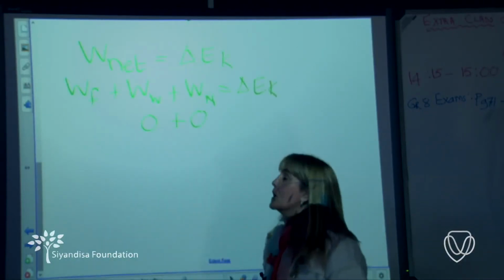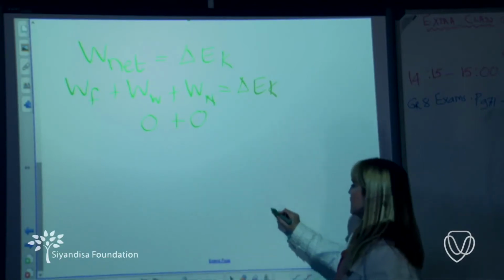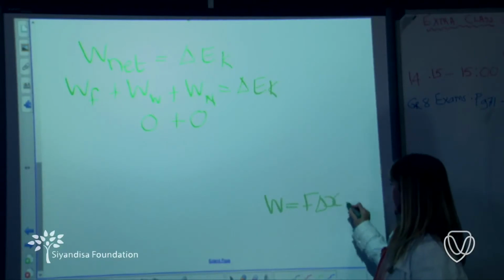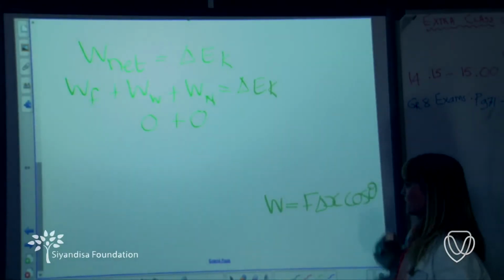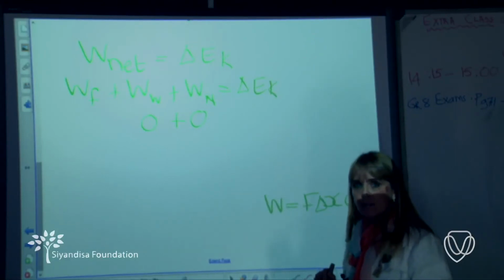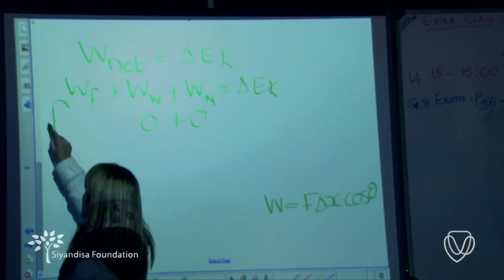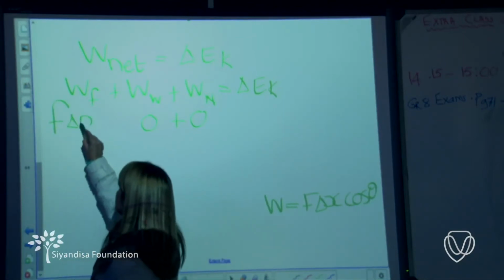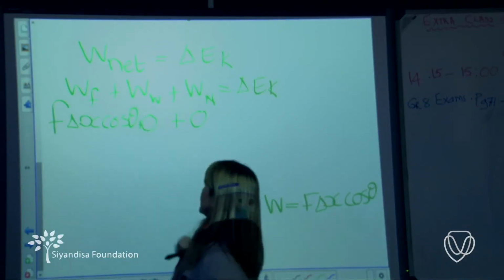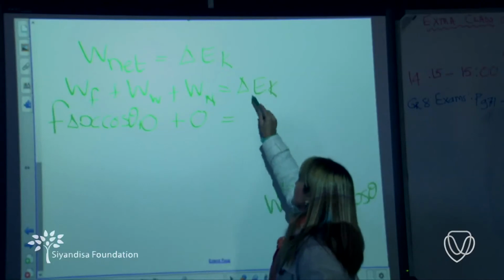Which means I now need to be able to calculate the work done by friction. What is the work done by friction? If we remember the equation, work is equal to force times delta x times the cos of theta. In this case, though, it's the work done by friction. So it's the frictional force times delta x times the cos of theta. And all of that is going to be equal to delta Ek.